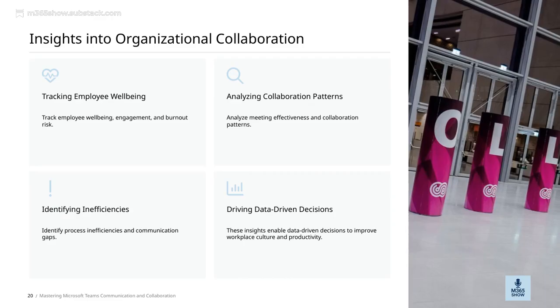Similarly, recognizing communication gaps helps ensure everyone stays informed and connected. Next, analyzing meeting effectiveness and collaboration patterns allows us to understand how our teams are working together: are meetings productive, are collaboration tools being used efficiently? These insights guide us to optimize our teamwork.